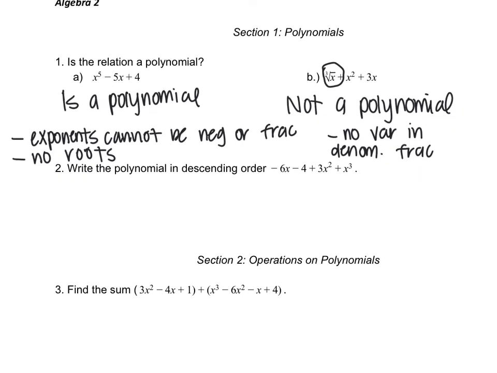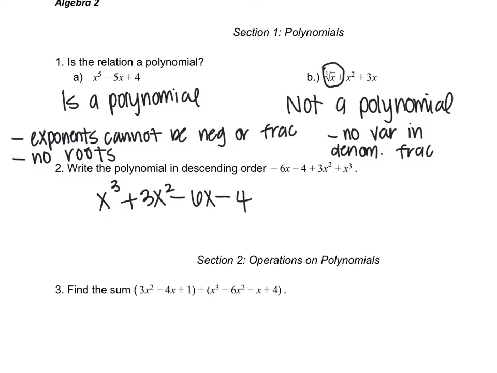So the next thing we looked at was ascending and descending order. So ascending order is putting something from lowest degree to highest degree, and then descending order is from highest degree to lowest degree. So when I'm picking out in my expression negative 6x minus 4 plus 3x squared plus x cubed, I start with my highest exponent, which is x cubed, and then I work my way down. So then after x cubed comes x squared, so we have 3x squared. Then would come x, and we have our negative 6x, and then lastly our constant negative 4.